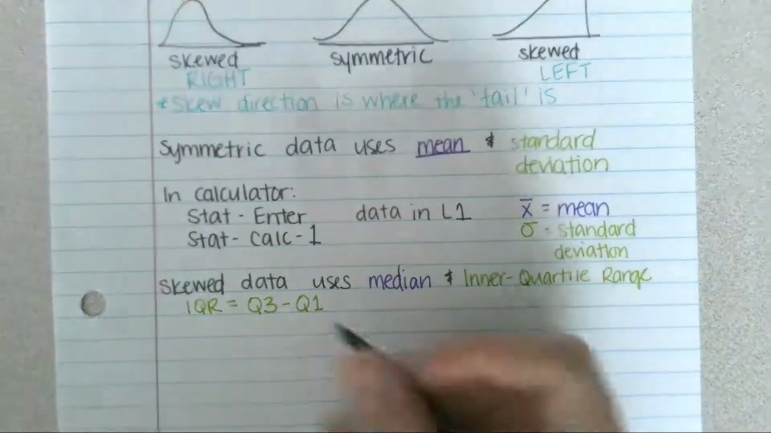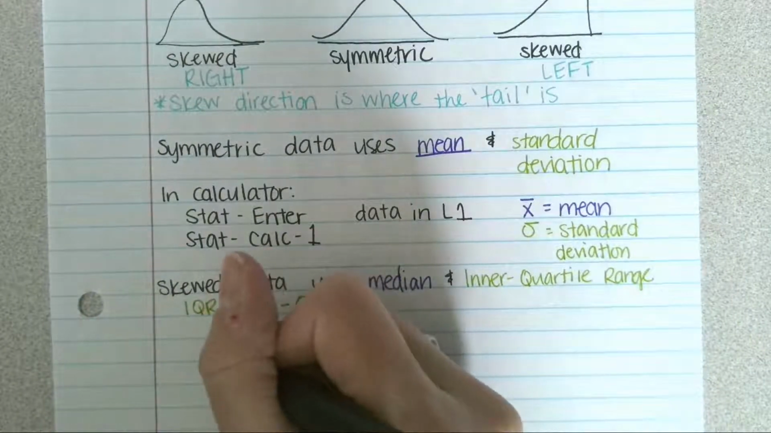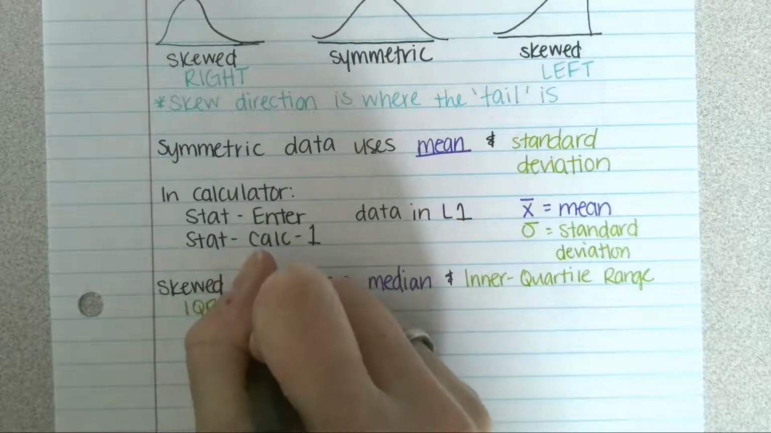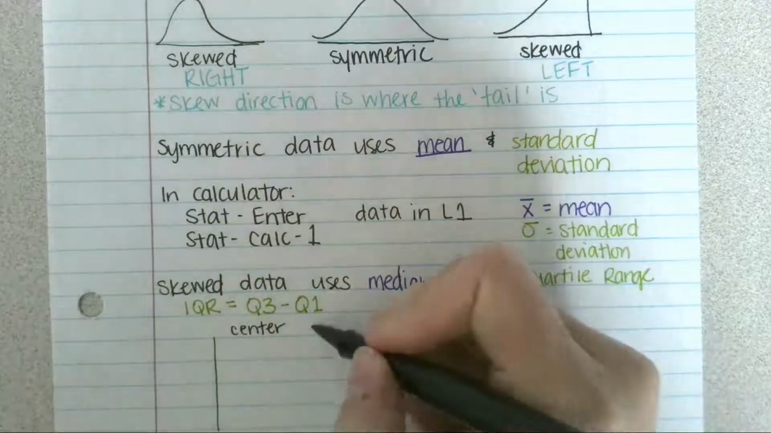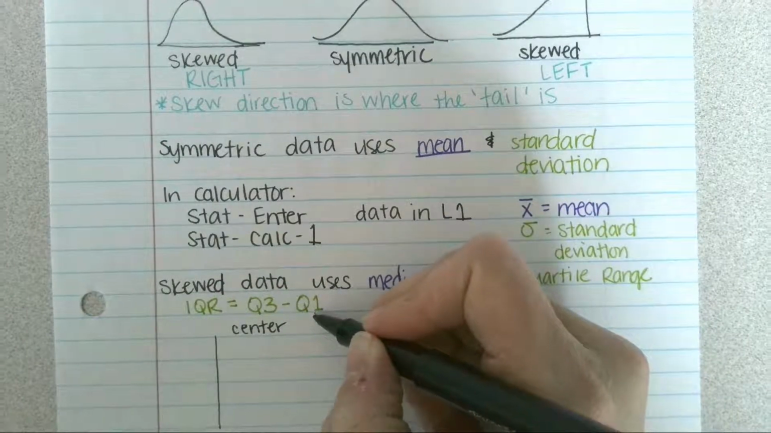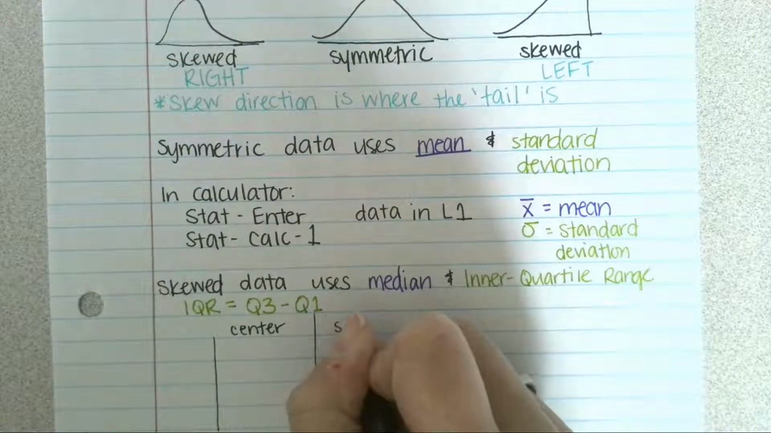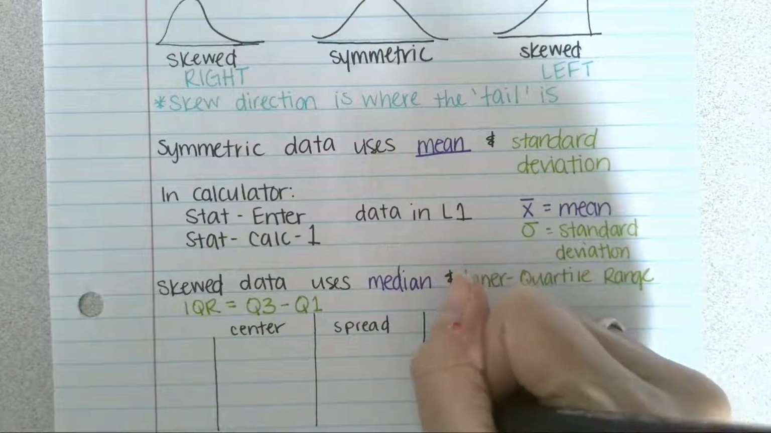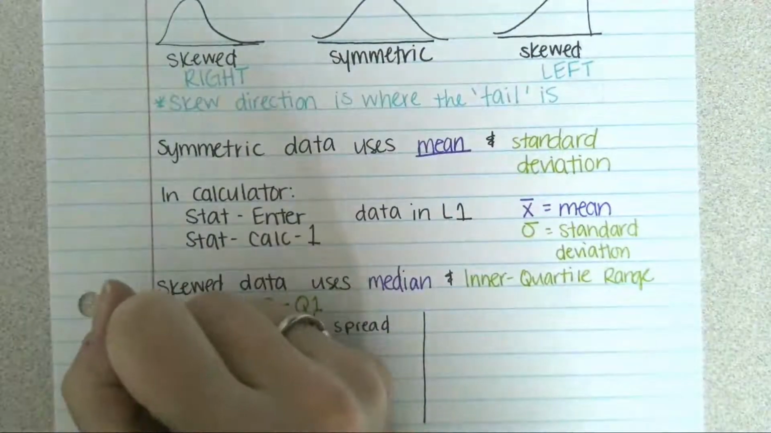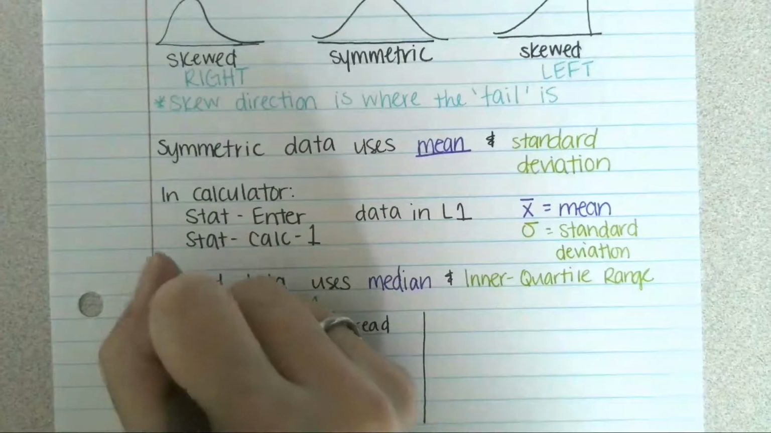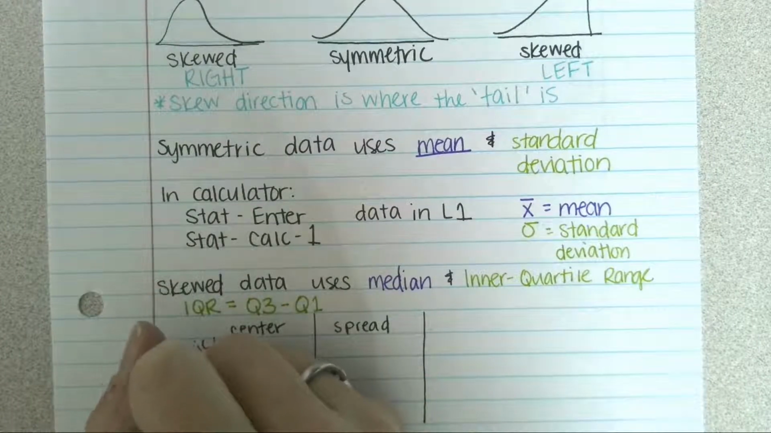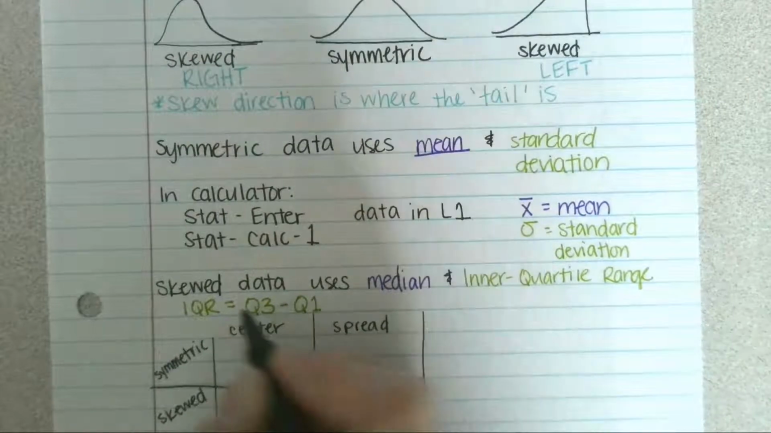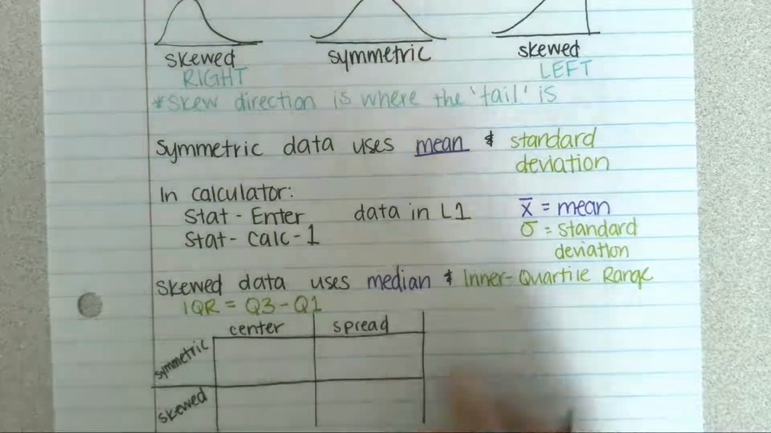I'm going to make you just a little chart here to help you out with this. There are 2 different measures of center. There are 2 different measures of spread. And then our data could be symmetric or skewed. So here's my little box. Let's go ahead and fill this out.